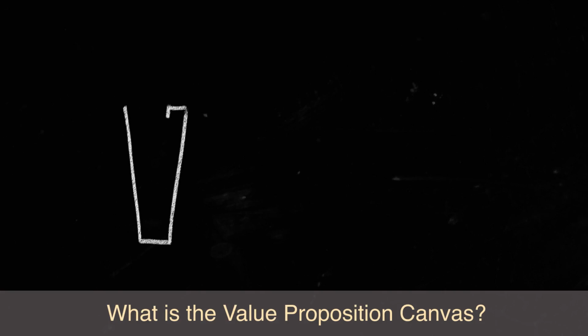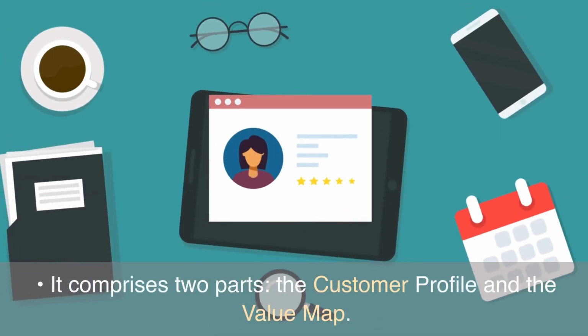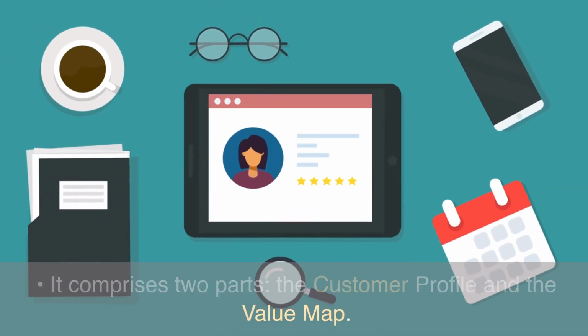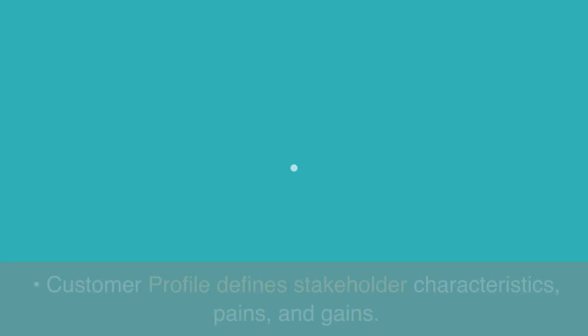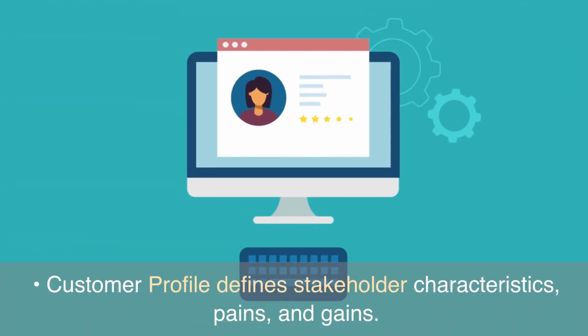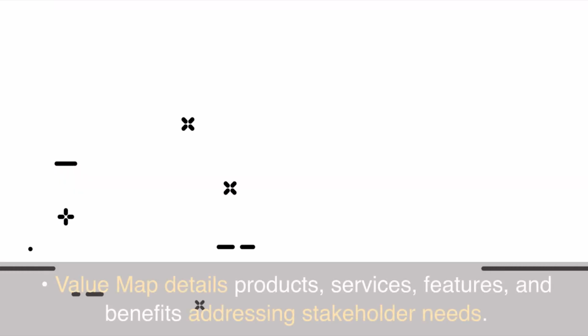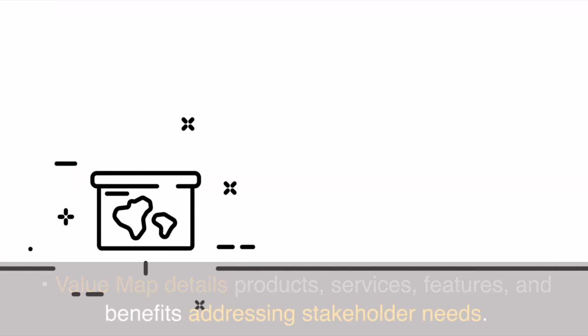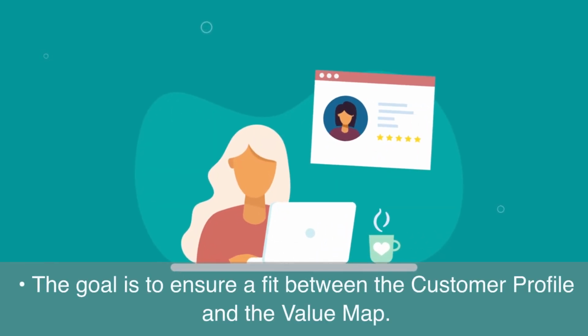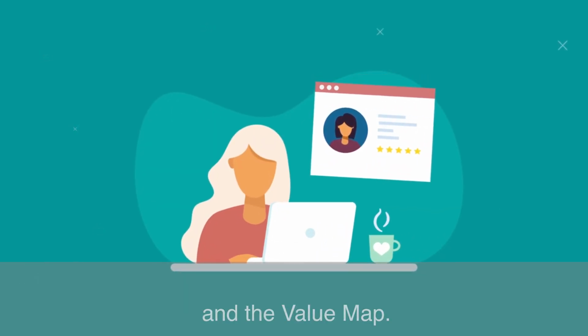What is the value proposition canvas? It comprises two parts: the customer profile and the value map. Customer profile defines stakeholder characteristics, pains, and gains. Value map details products, services, features, and benefits addressing stakeholder needs. The goal is to ensure a fit between the customer profile and the value map.